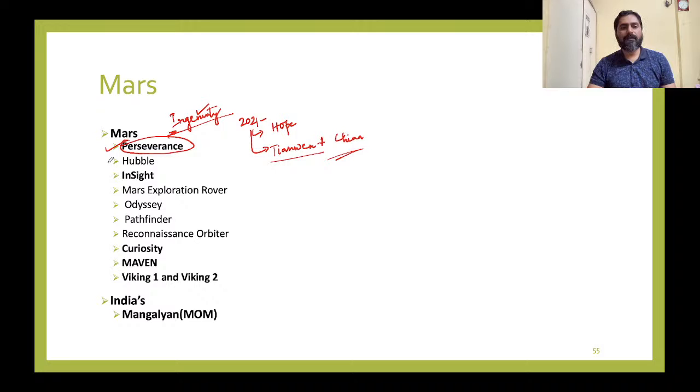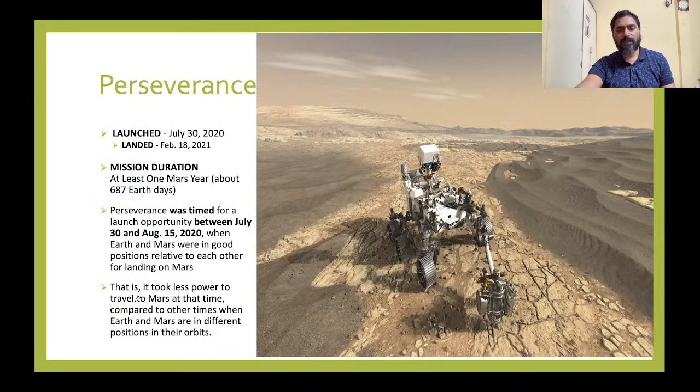And then the earlier missions were Hubble, Insight, Mars Odyssey, Pathfinder. These are old missions, not very important from the exam point of view, but this one is important. We'll try to develop some understanding of the Mangalyaan mission. The Perseverance mission was launched in 2020 and reached in 2021.